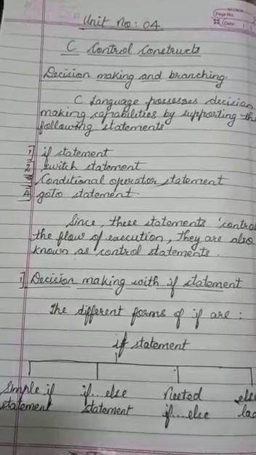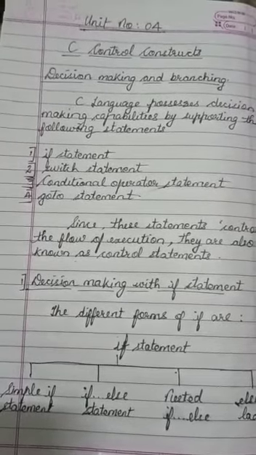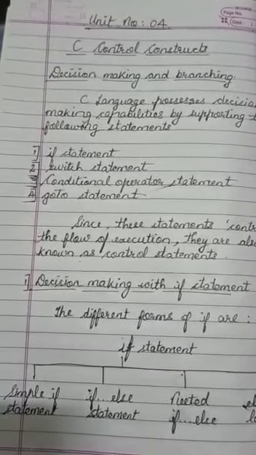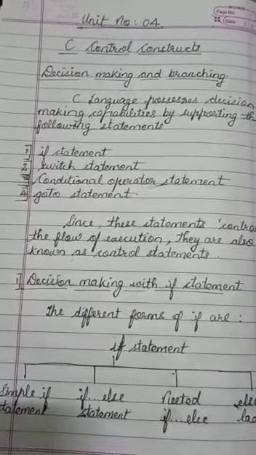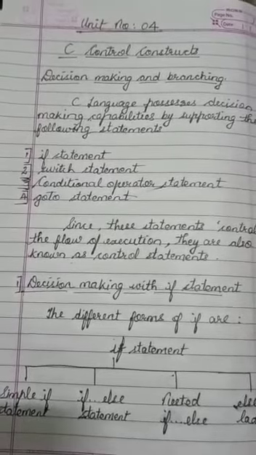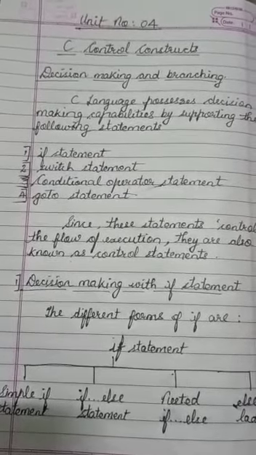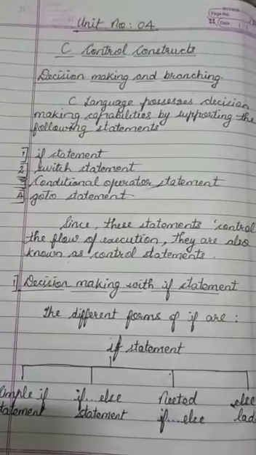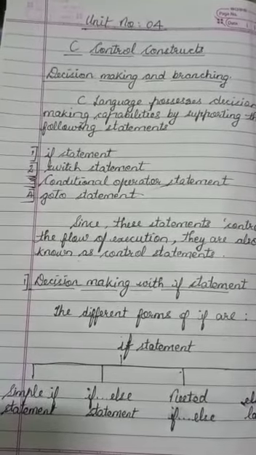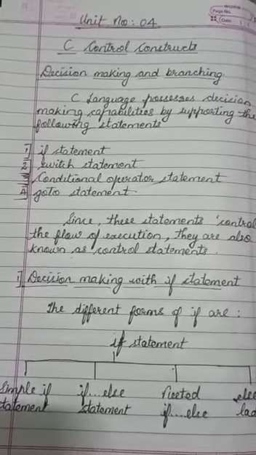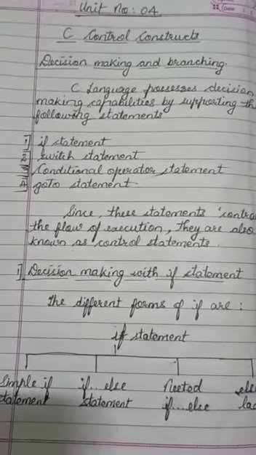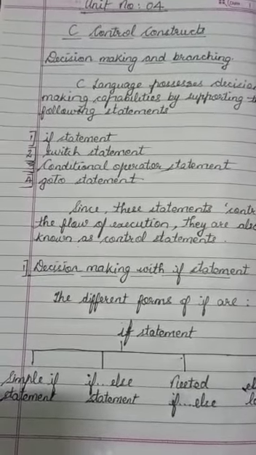C language possesses various kinds of decision making statements. A decision has two outcomes. It can be either true or false depending upon the condition. C language possesses decision making capabilities by supporting the following statements. The first is if statement, then switch, then conditional operator statement, and the last one is the goto statements. All these statements are also called control statements because they control the flow of execution.